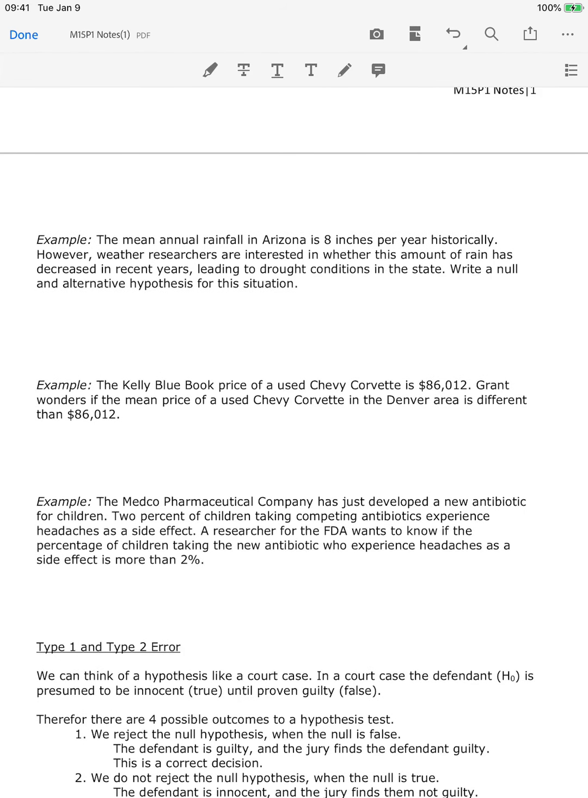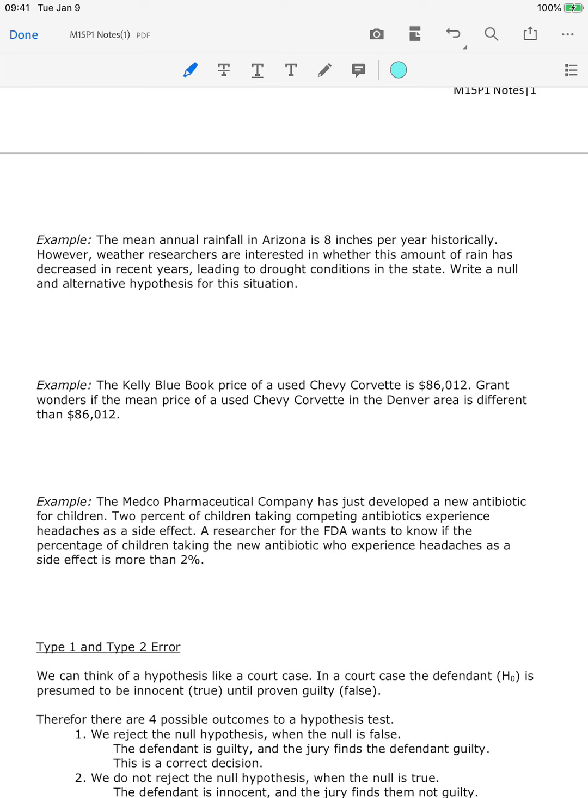So first example, the mean annual rainfall in Arizona is 8 inches per year historically. However, weather researchers are interested in whether the amount of rain has decreased in recent years, leading to drought conditions in the state. Write a null and alternative hypothesis for this situation. So let's identify some important features to this problem that will help us figure out what we need to do to set up the null and alternative.